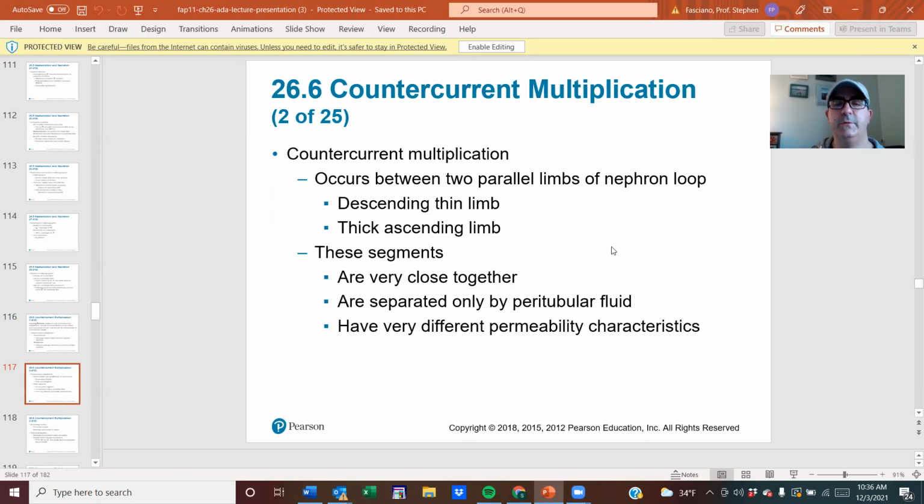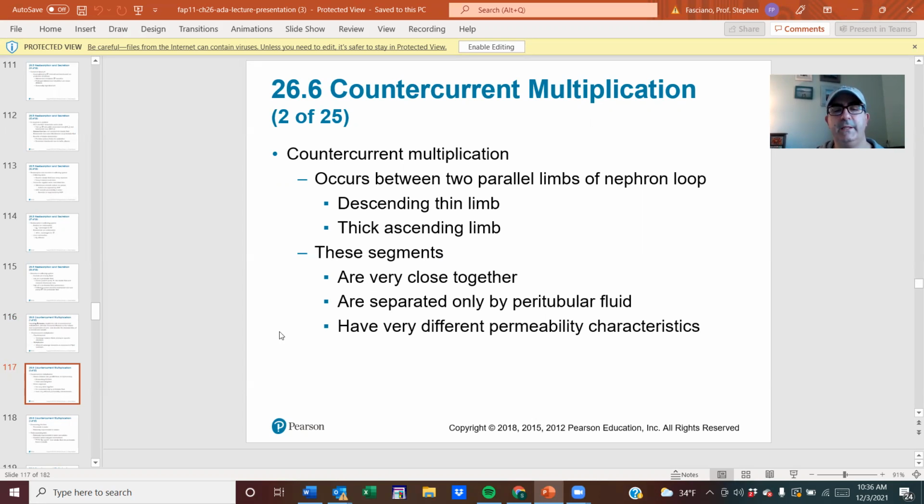So this occurs between the two parallel limbs of the nephron loop, the descending limb and the thick ascending limb. What you may have noticed when you're looking at some of these diagrams, the descending limb is always drawn very thin, the ascending limb is thicker. That's purposeful. There's a reason for that. These segments are really close together. The only thing separating them is peritubular fluid. So there's the thin descending limb, peritubular fluid, the thick ascending limb.